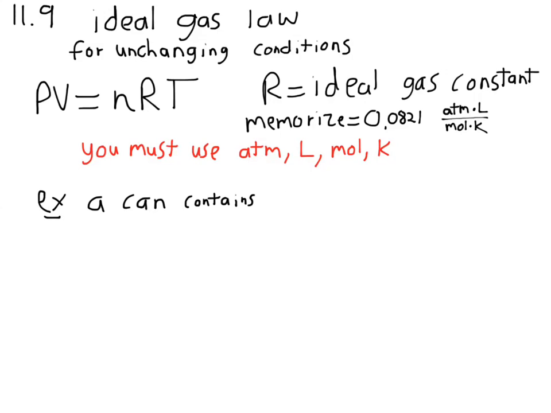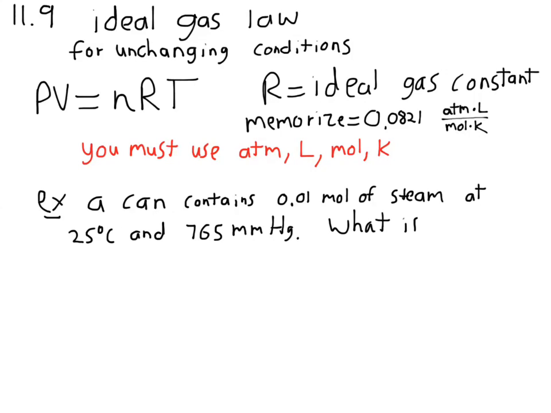For example, a can contains 0.01 moles of steam at 25 degrees Celsius and 765 millimeters of mercury. What is the volume? So in this problem, we have a moles and a temperature, a pressure. We're asked for a volume. Notice there aren't any first and second moles, no first and second temperatures, no first and second pressures, no first and second volumes. Just one set of conditions.